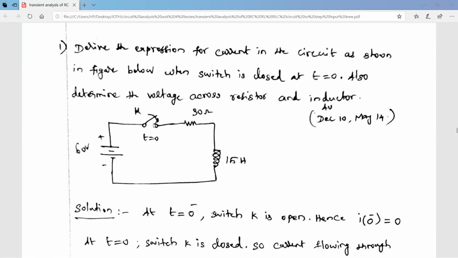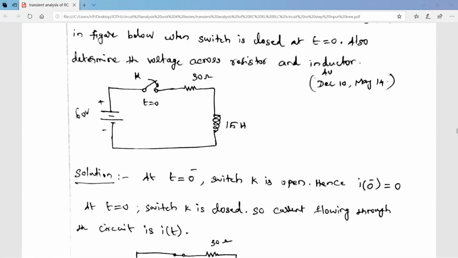Okay, what is the meaning? The switch K is closed at time t equal to 0. Before time t equal to 0, that means time t less than 0, the switch will be in open condition. So at that condition, this circuit is in open circuit mode. That's why no current is flowing in the circuit. So at time t equal to 0 minus, the switch is open, so the current flowing in the circuit will be 0. Note this first thing.